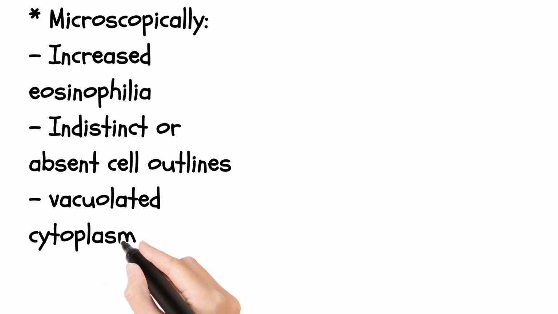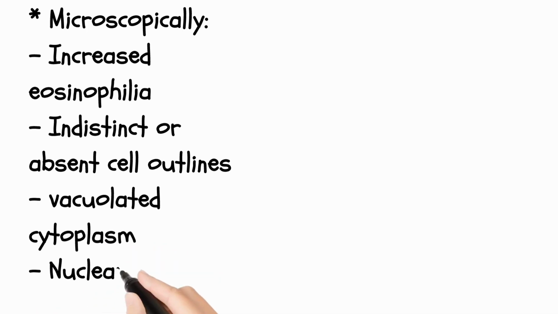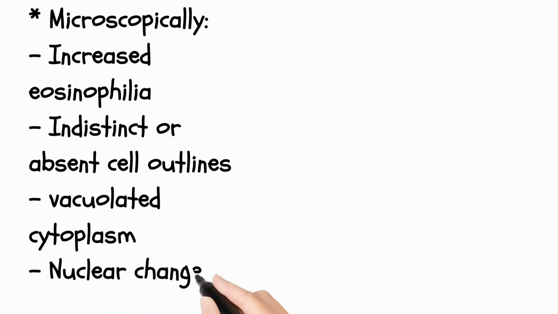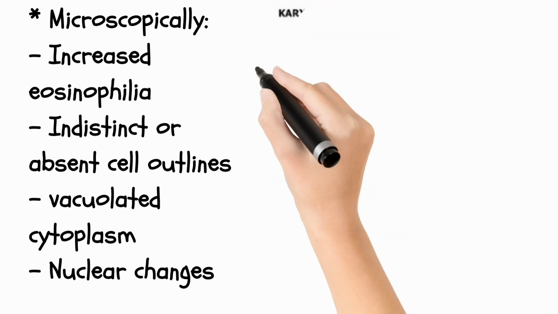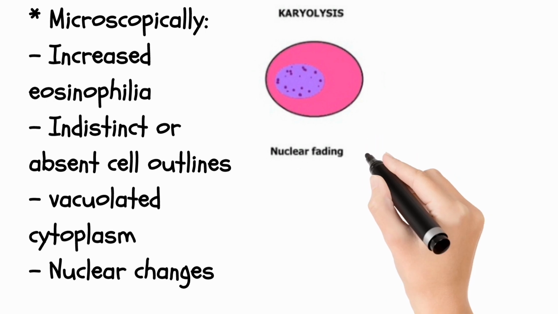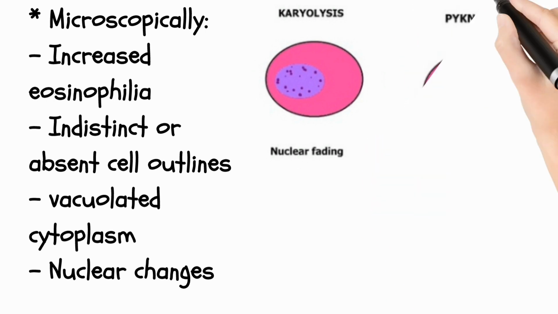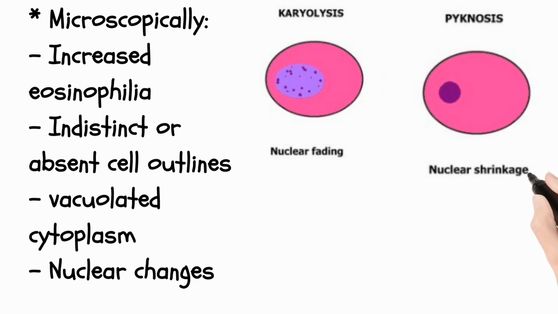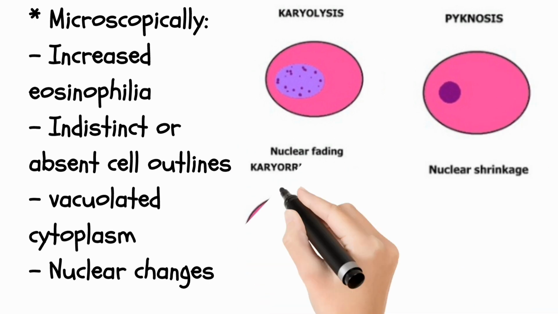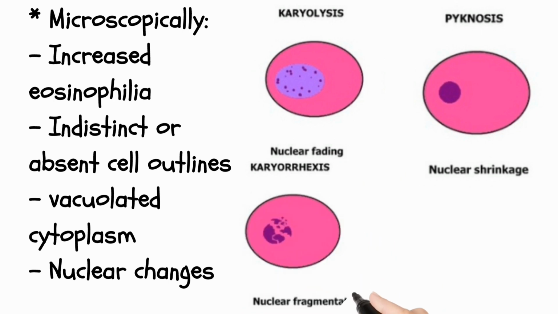The cytoplasm becomes vacuolated, and some changes are also seen in the nucleus. The nuclear changes appear in the form of three patterns: karyolysis, which is nuclear fading; pyknosis, which is nuclear shrinkage; and karyorrhexis, which is nuclear fragmentation. The next thing we'll be looking at is types of necrosis.